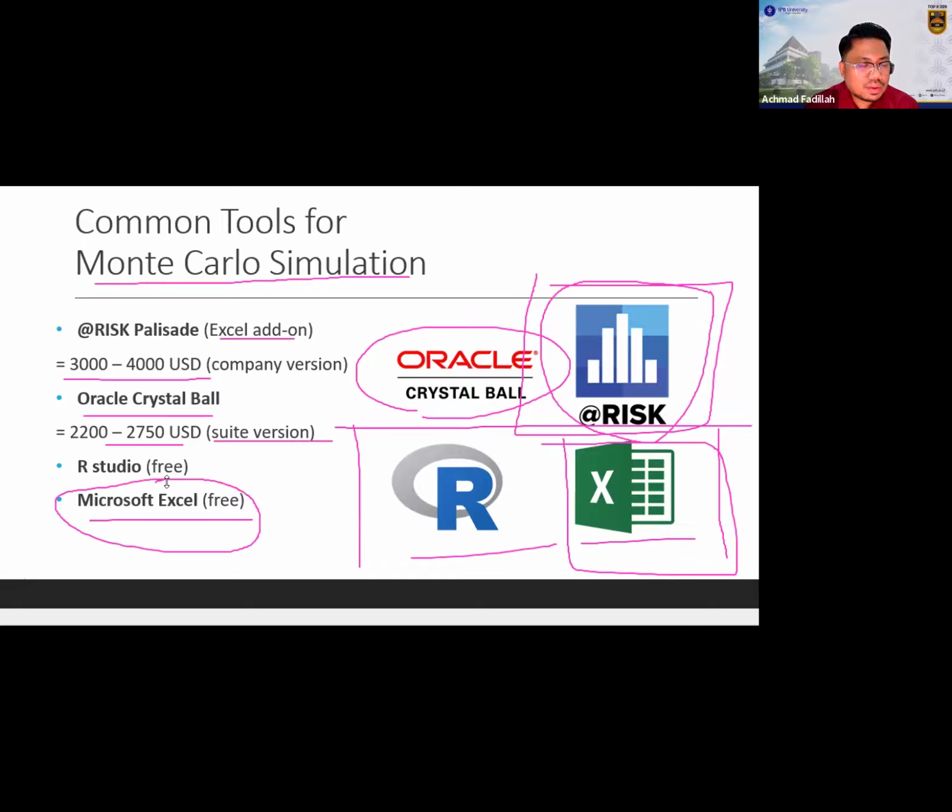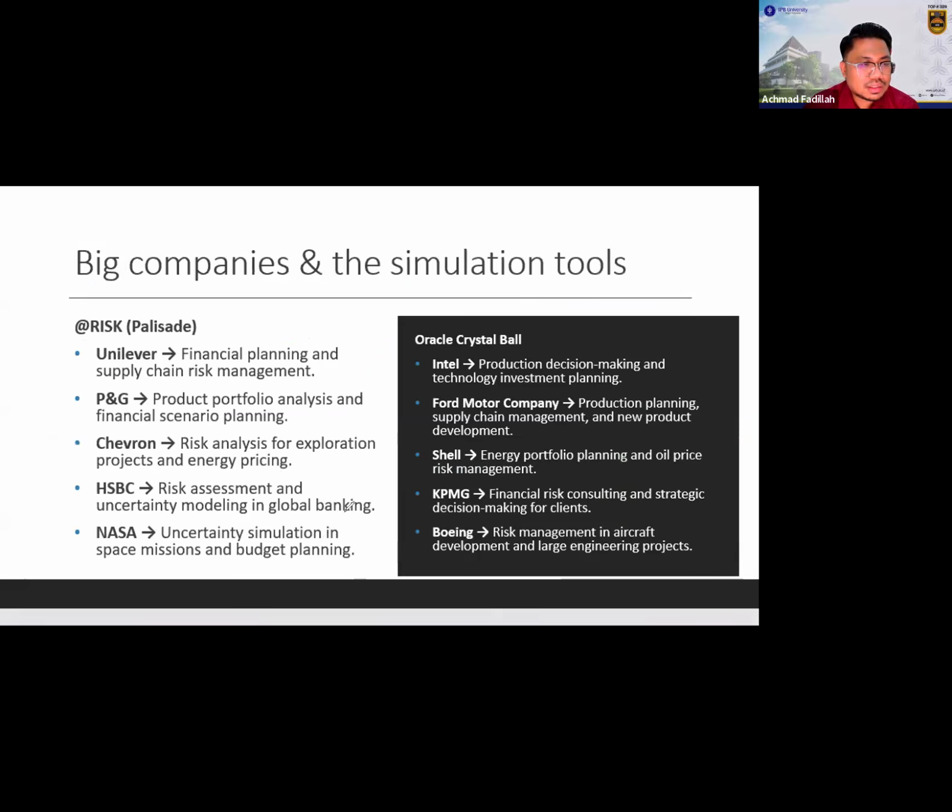That's why I would say you are very lucky right now. You can utilize the software that you already installed, with the powerful setup here, for business analysis. Okay, this is the companies and their simulation tools.